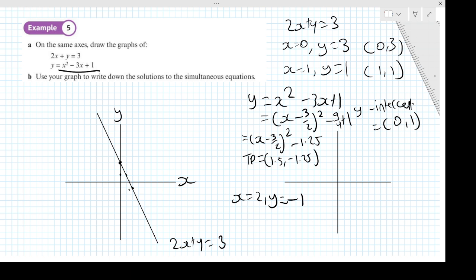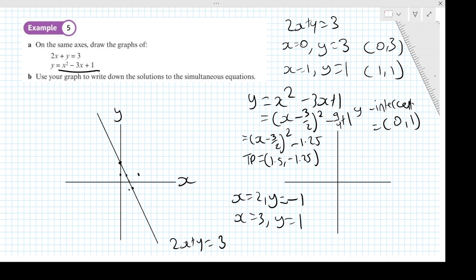Okay. Then x is 3, for instance. Then y would be, well, 3 squared would be 9, and then 9 take away 9 is 0, plus 1, so y would be 1. So when x is 3, y is 1, so it would have to go through there. Okay, and that's probably enough.